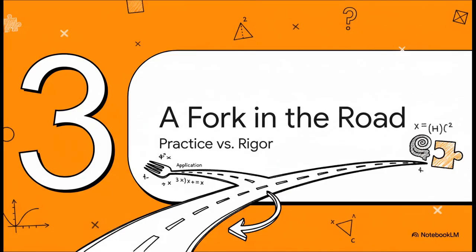So after you've conquered those fundamentals, you get to a fork in the road. And this is a really important moment. You have to ask yourself, what is my goal? Am I trying to be an amazing data scientist who applies models effectively? Or am I trying to understand the deep theories so I can invent new methods?